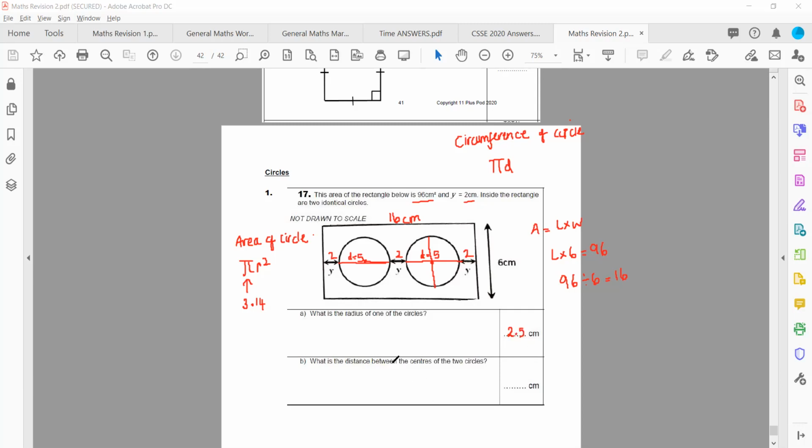What is the distance between the center of the 2 circles? Now, we've got the center here and a center here. We would have a radius here and a radius here and y here. So the distance between the center of the 2 circles would be the radius plus y plus another radius. And I'll leave you to work that one out.